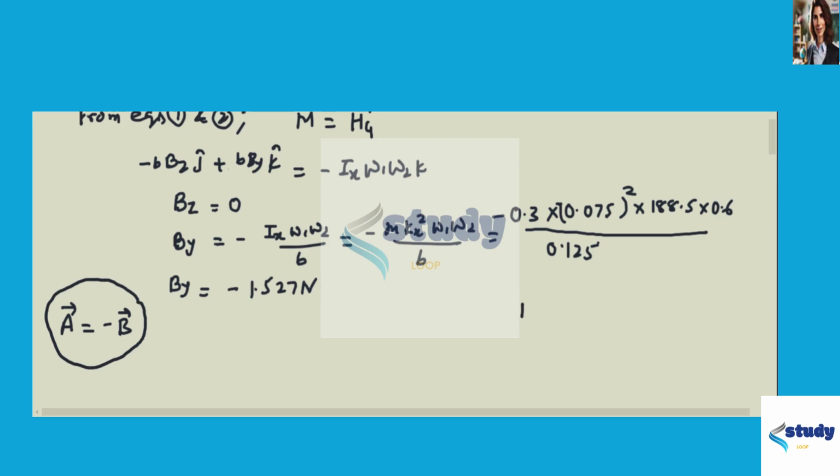So the dynamic reaction at B can be written as minus 1.527 J cap, and the dynamic reaction at A will be 1.527 Newton J cap. That's all for it.